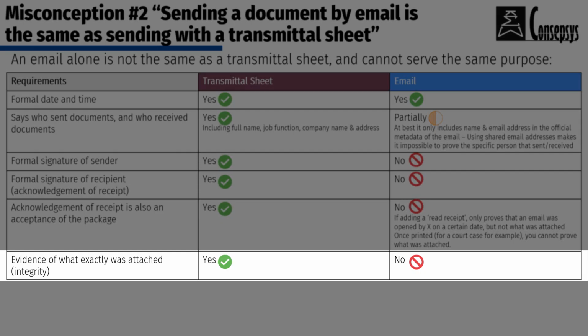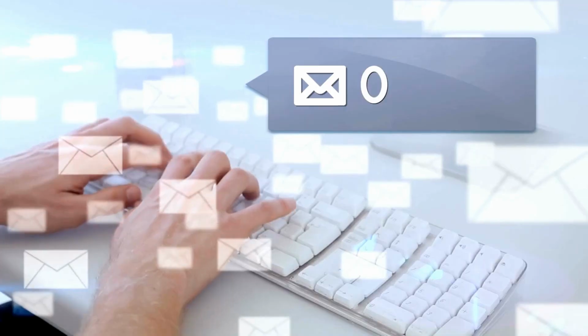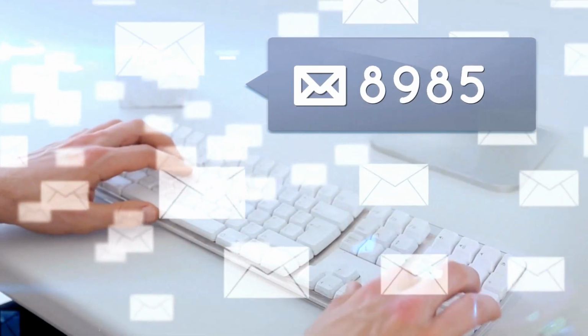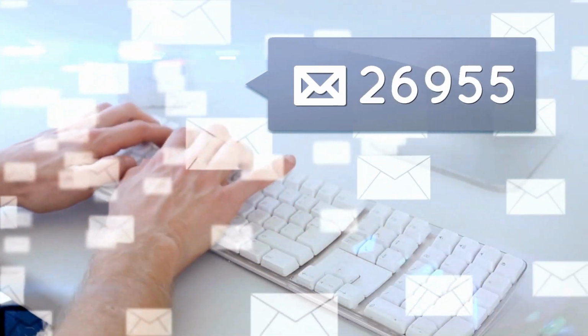Another requirement is the evidence of what exactly was attached. We have that with the transmittal sheet, but not with the email. A very important requirement is that you can find the relevant information in less than 5 minutes. The transmittal sheet provides that, but the email doesn't. For example, try and locate a specific email that was sent 10 years ago within tens of thousands of emails exchanged since then. In many investigations, it takes weeks, months to find anything through emails.